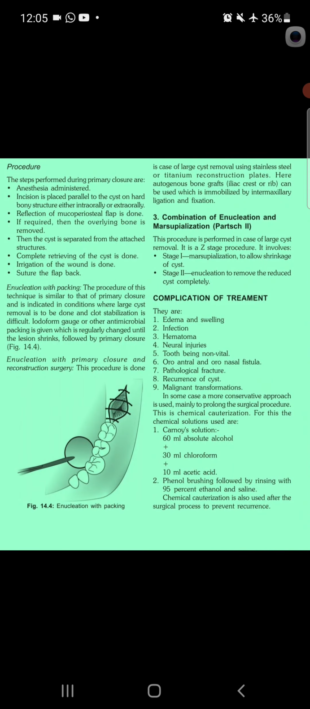Now the next technique in enucleation: the first was enucleation with primary closure, and the second is enucleation with packing. The procedure of this technique is similar to that of primary closure and is indicated in conditions where a large cyst removal is to be done and clot stabilization is difficult. Iodoform gauze or other antimicrobial packing is given, which is regularly changed until the lesion shrinks, followed by primary closure. Meaning, in lesions where primary stabilization of the blood clot is difficult, first we place a gauze pack, and after that we do primary closure.